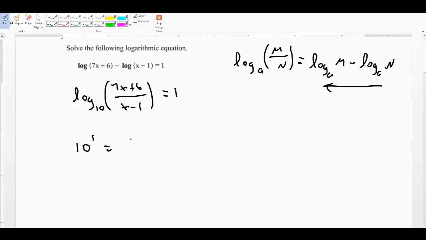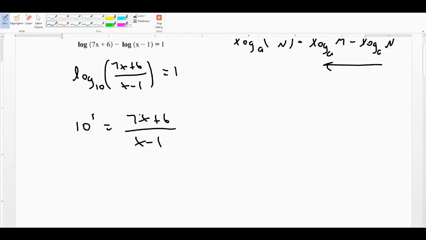And then what remains on the right side is what we have here, which is 7x plus 6 over x minus 1. That's the definition of logarithms. Now what I'm going to do is 10 to the first is the same as 10. I'm going to put that over 1. And you can cross multiply if you want to do it that way. Some people may not know that. So we're going to use a method that you should all know, or if you don't, you want to use it. Multiply by the denominator, which is x minus 1.